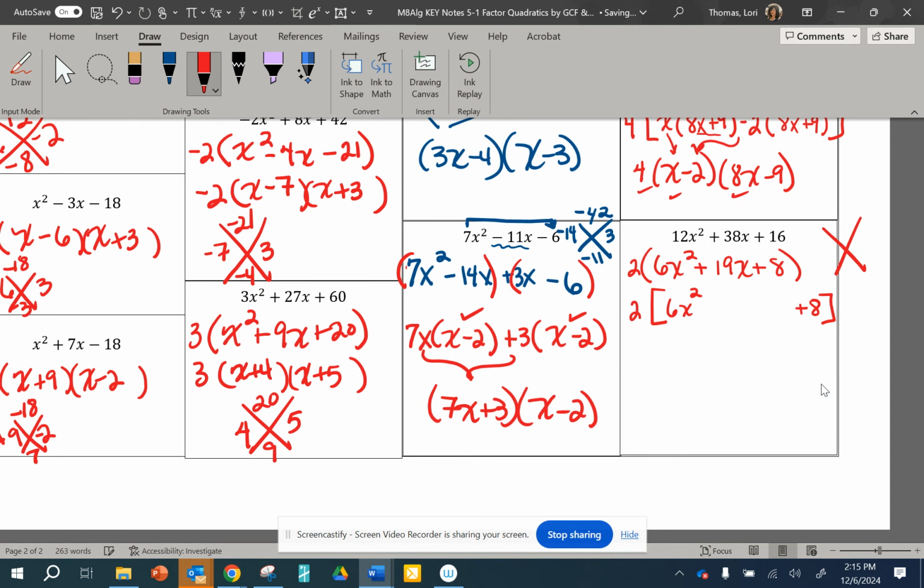Graphic organizer, 6 times 8 is 48. And then we have 19. And so let's see, 48. So 3 and 16 are 2 factors. And so I'm going to split 19x into 3x and 16x. Now we're going to group.